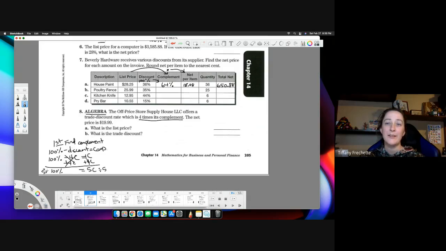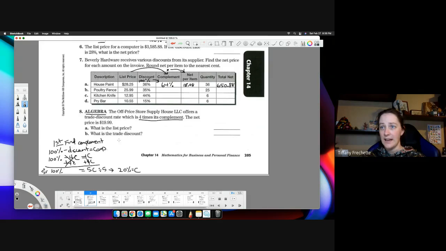So make sure it's not 5 divided by 100. Sorry, it should be on this side. I was just trying to make sure you can see that I was doing it on either side there, so it's kind of reading it backwards. So it's 100 divided by 5, not 5 divided by 100. So we have 20% equals C. So now we have our complement.